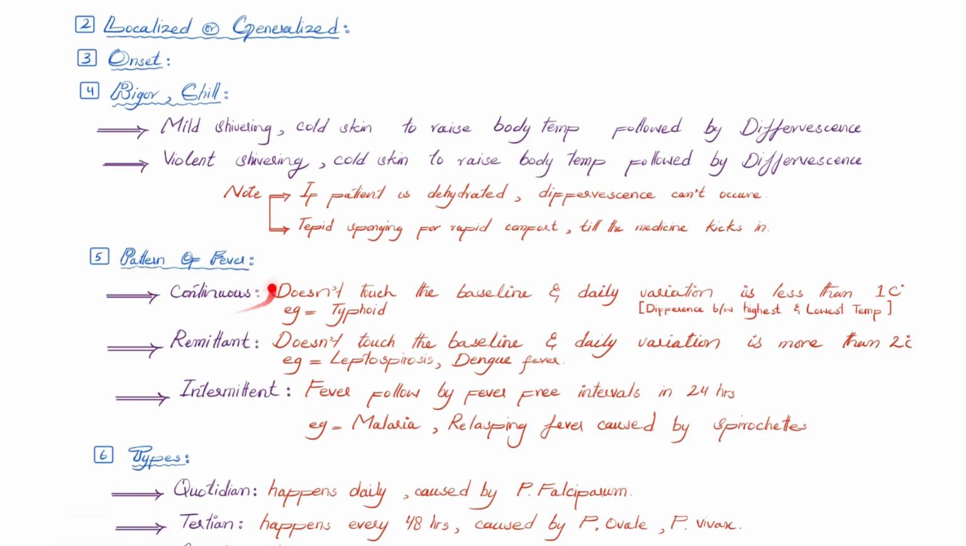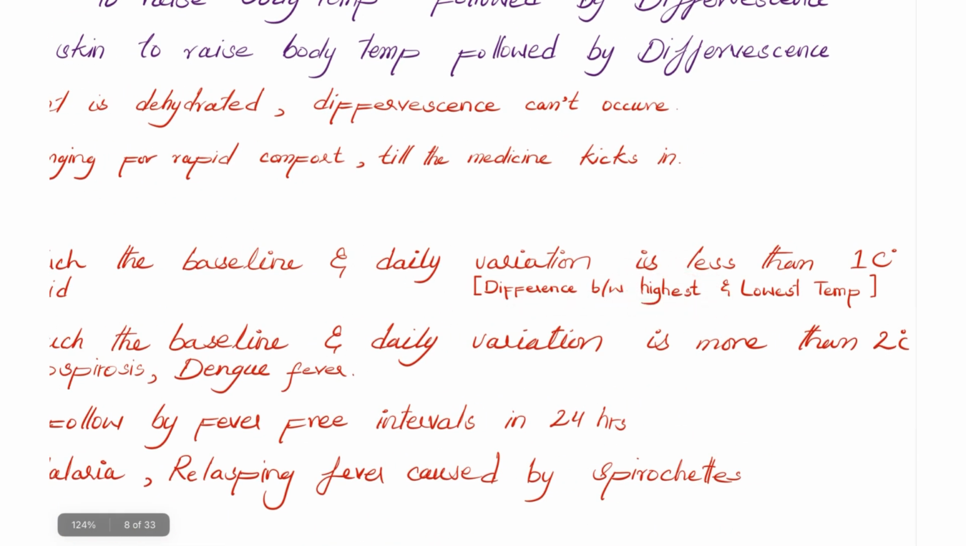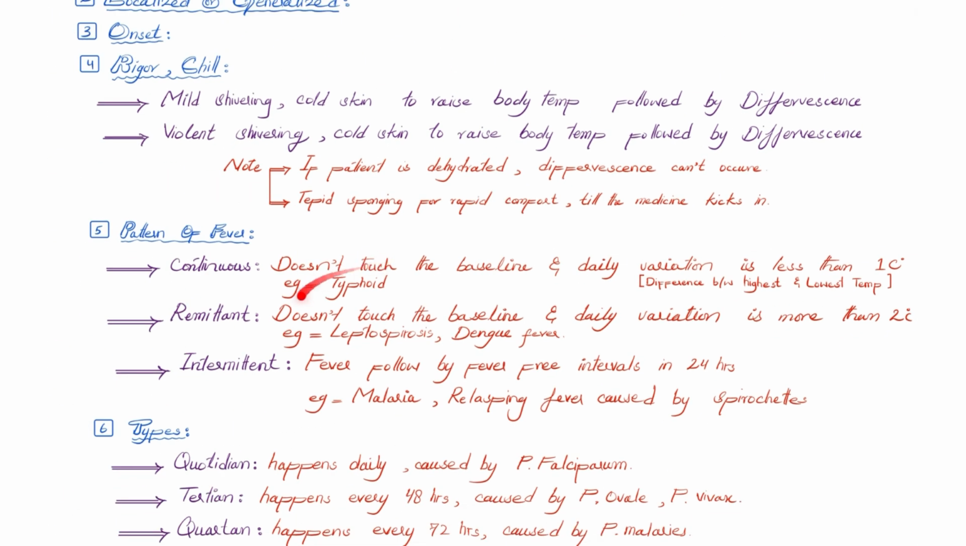Fever can be continuous, remittent, and intermittent. Continuous means that the fever or body temperature doesn't touch the baseline, and daily variation is less than 1 Celsius. Daily variation means the difference between the highest temperature of the body recorded and the lowest temperature recorded. An example is typhoid fever, where there is a step ladder pattern. And remittent fever is when the body temperature doesn't touch the baseline but daily variation is more than 2 Celsius, and it occurs in leptospirosis and dengue fever.